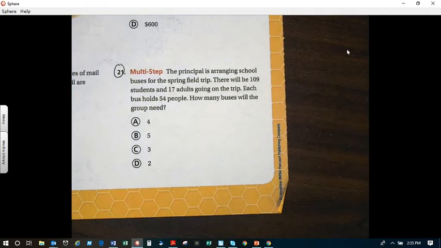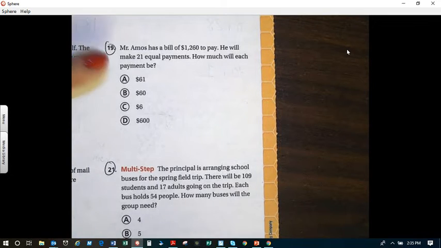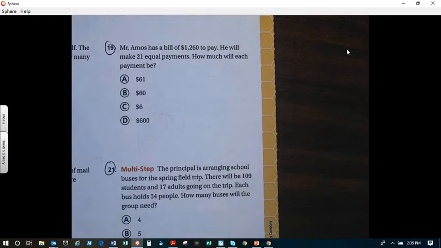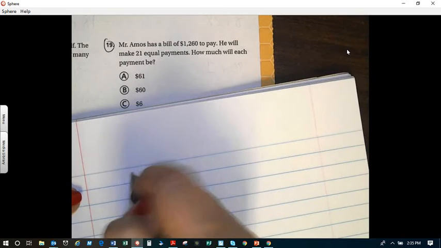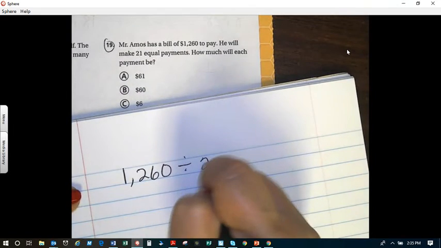Let's look at number 19. Mr. Amos has a bill of $1,260 to pay. He will make 21 equal payments. How much will each payment be? All right. So maybe he made a big purchase of a big screen TV or something. So he has $1,260 divided by, it's going to make 21 payments.